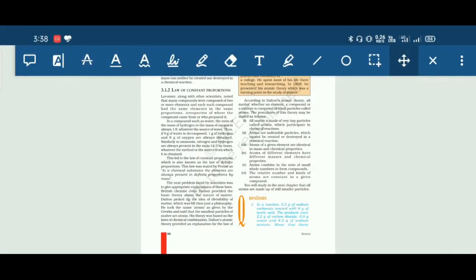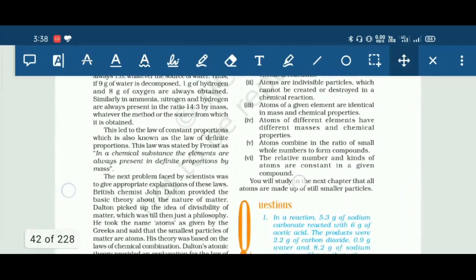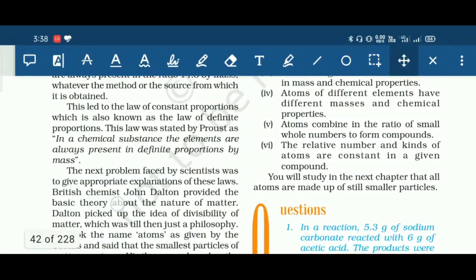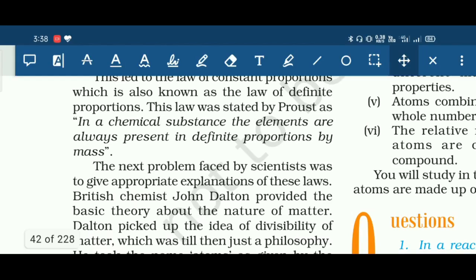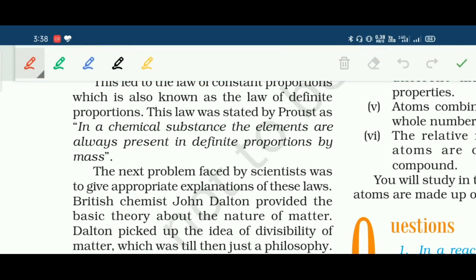Next we have the law of constant proportions, which is present on page number 32 of your textbook. The law of constant proportions, also known as the law of definite proportions or law of constant composition, is stated by Proust as: in a chemical substance, the elements are always present in definite proportions by mass.